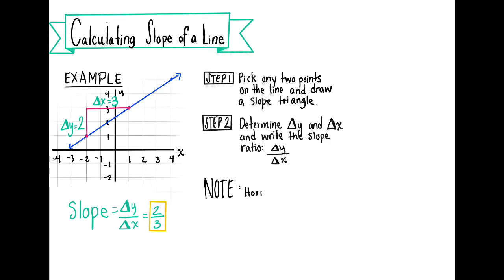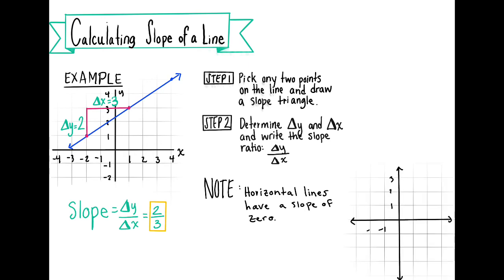Now, I want you to make a little note that if you ever have a horizontal line, horizontal lines have a slope of 0. They're flat. They don't rise at all. They don't go up or down. They just go to the left and to the right.